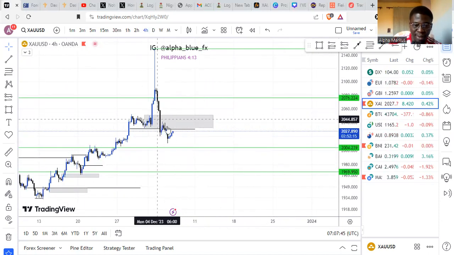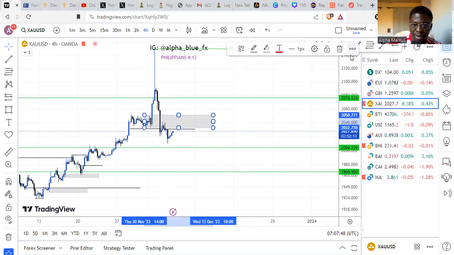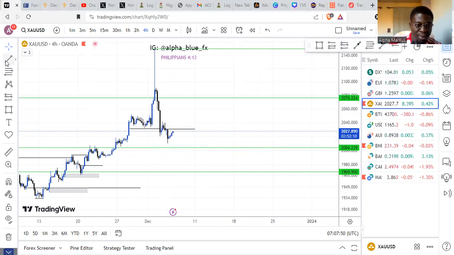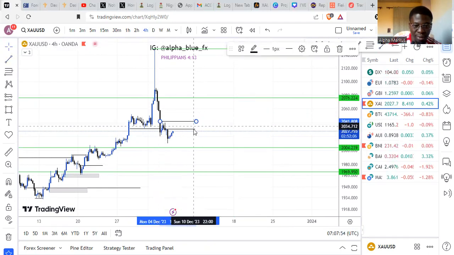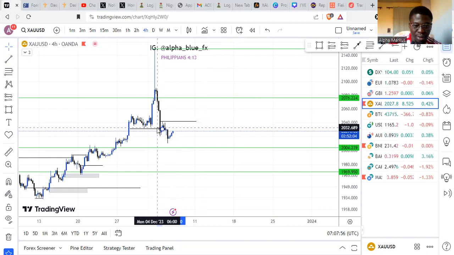Probably take out this high. Let me remove this. Probably take out this area first before I start looking for buys. So this is a liquidity. This is a sweep of the low.